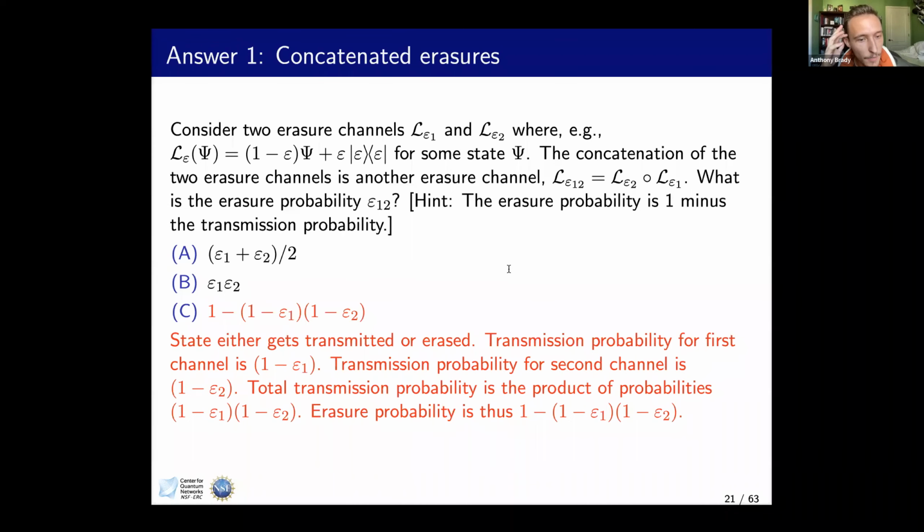So in this case, it's an erasure channel. Either the state gets transmitted or the state gets erased. The transmission probability for the first channel is just 1 minus epsilon 1. That comes from this little formula up there. And the transmission probability for the second channel is just 1 minus epsilon 2. So the total transmission probability is just the product of probabilities. And then the erasure probability is just 1 minus the transmission probability. This was in the hint. So that's why the answer is C.